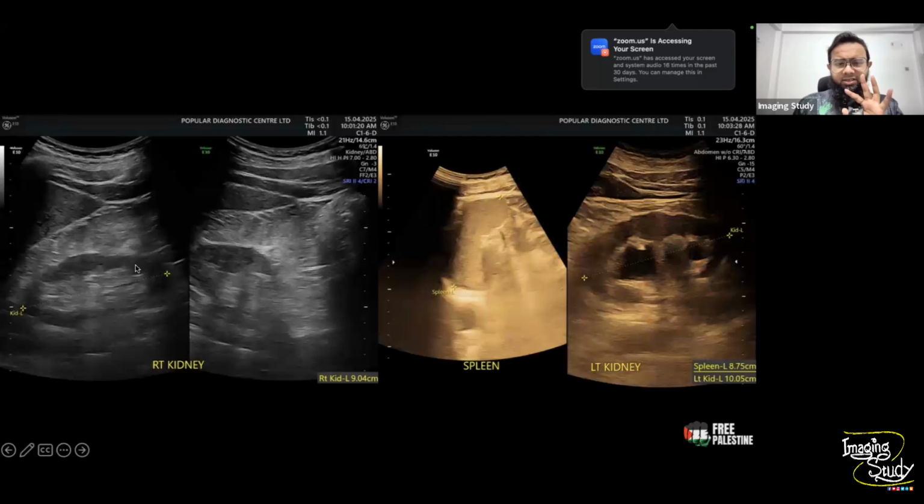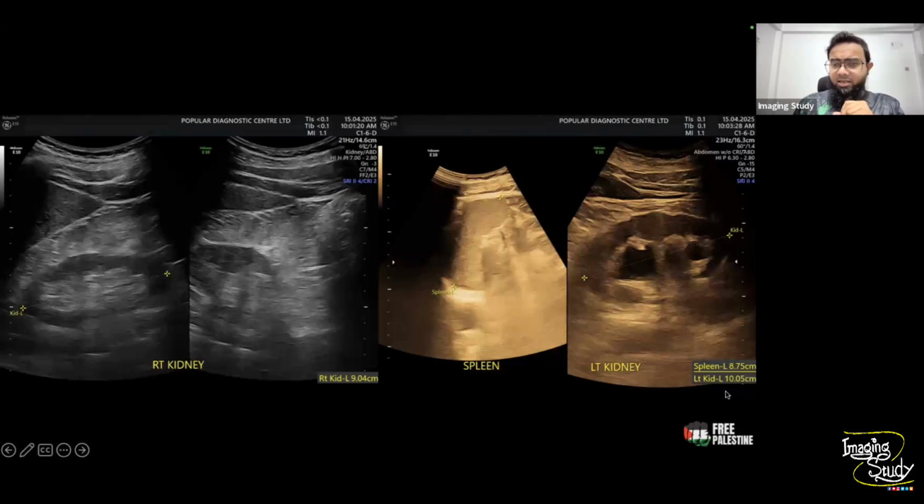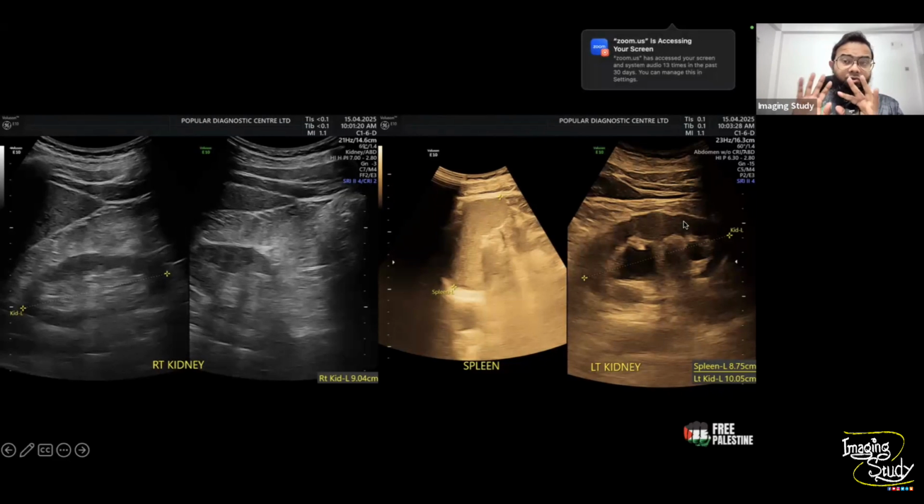Okay, it's 9 centimeter in length, quite normal for our age group. And the left kidney, though the picture is not good, but still it's 10 centimeter and looks quite not normal. You can see some hydronephrosis here. So we want to focus on the left kidney right now.